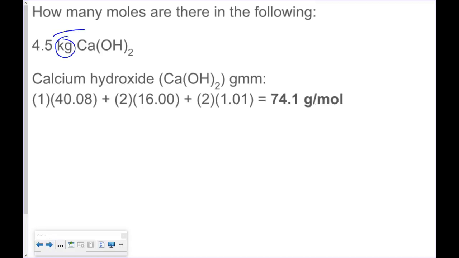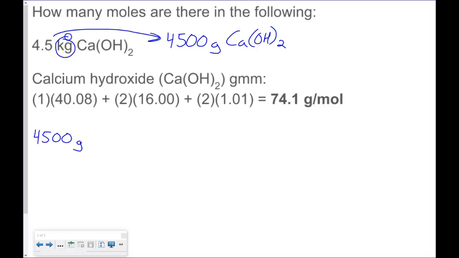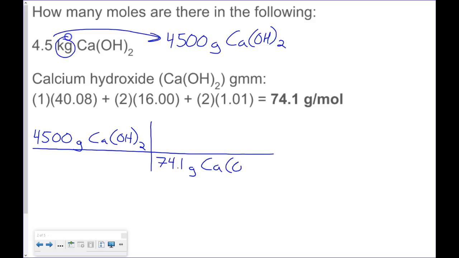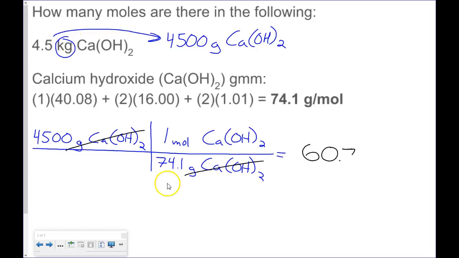Next up, how many moles in 4.5 kilograms of calcium hydroxide? What's important here is that I have kilograms when I should have it in grams. So 4.5 kilograms is going to work out to be 4,500 grams of calcium hydroxide because there's going to be 1,000 grams in 1 kilogram right there. Now I can take my 4,500 grams of calcium hydroxide and use my conversion factor. I need to cancel out grams of calcium hydroxide, so grams is going to need to be in the denominator and moles is going to be in the numerator right there. When I set it up like this, I can cancel out grams and what I'm left with is moles. So 4,500 divided by 74.1 is going to be 60.73 moles of calcium hydroxide.